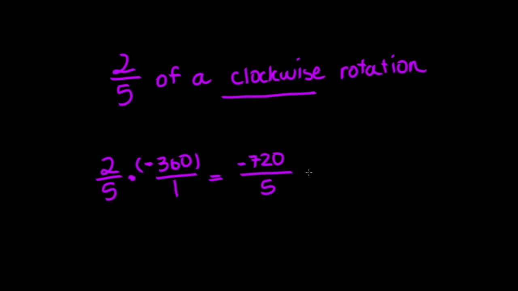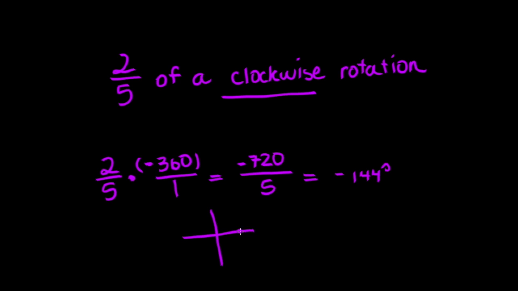5 times 1 equals 5. Negative 720 divided by 5 equals negative 144. So we know that our measure is negative 144 degrees. Now all that is left is to sketch it.